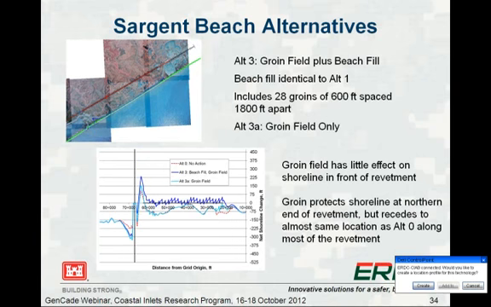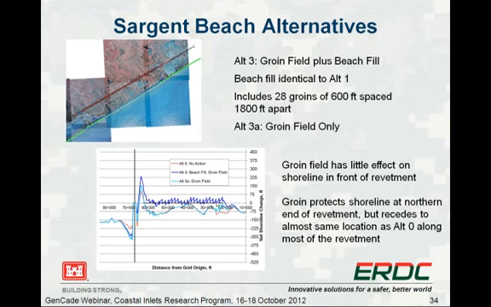If we continue on, we look at a groin field plus a beach fill. That includes 28 groins of 600 feet, spaced 1,800 feet apart. And then Alt-3A is a groin field only. So we're noticing that the groin field has little effect on the shoreline because for the most part, even with a groin field, it's almost identical to the no action case. We do see that there is some more protection at the northern end of the revetment, but we are seeing the recession to the revetment like the no action case.